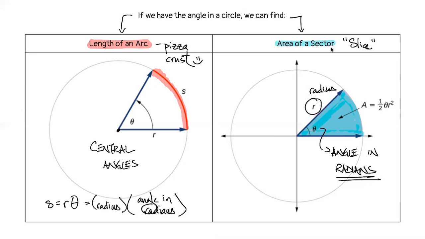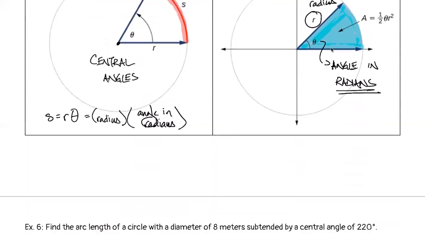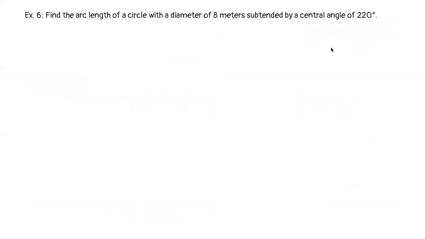Okay. So let's walk through one example of each and see how that goes. Okay, so for example 6, it says find the arc length of a circle with a diameter of 8 meters subtended by a central angle of 220 degrees. We have a lot of fancy words in here, but as I'm reading, I'm going to start with the arc length. And as soon as I see arc length, I'm going to write down the formula that we have for arc length. s equals r theta.